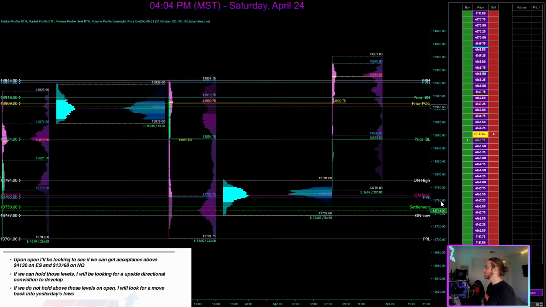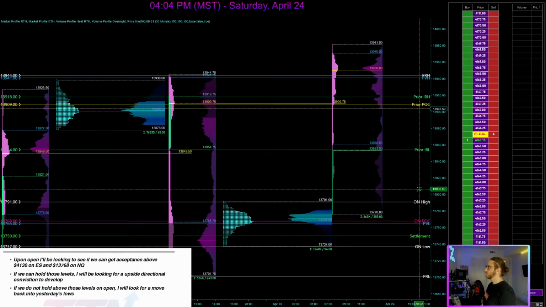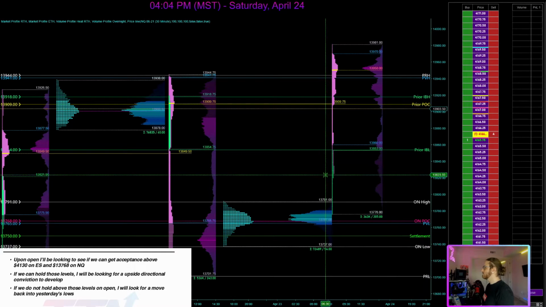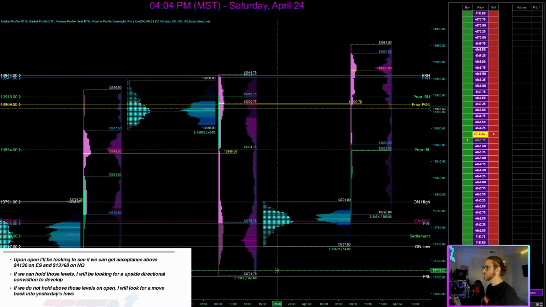When you see that, it makes you feel good because it reinforces your confidence in your edge. When I see that, I know that things are going according to plan. I'm interpreting the profile information properly, and I am trading my edge when it comes down to it. Just like I said, if we could hold those levels, I was looking for that upside directional conviction to develop, which we got. And if we didn't, I was looking for a move back into the lows.